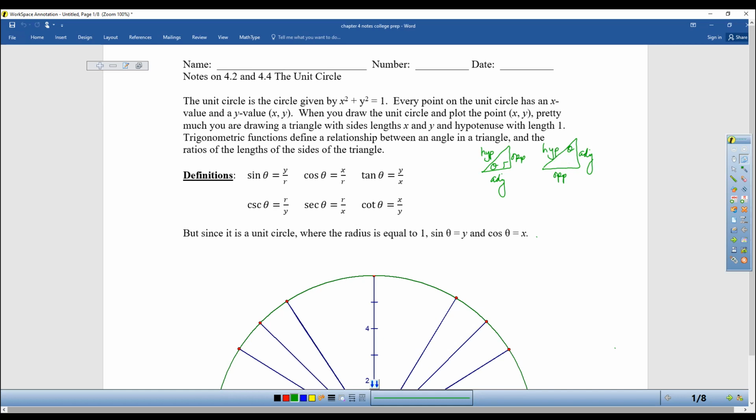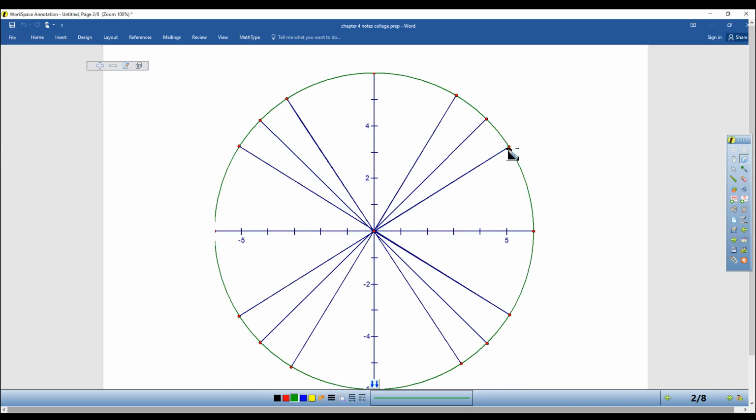So the unit circle offers a different way to think about trig. For some people, this is much more helpful, and for some people, they just like their triangle and they understand opposite and adjacent and hypotenuse. So on the unit circle, we can think of sine as the y value of any point on the circle divided by the radius. So let's just pick this point right here.